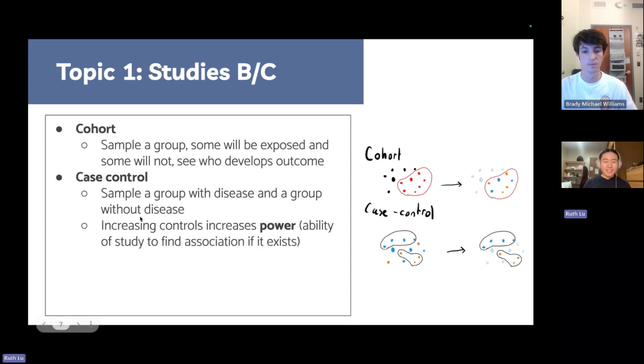And for case controls, here you have a bit of flexibility because you can pick 10 not sick people for every sick person, and this increases the power of your study, which is the ability to find an association if it exists. However, it also comes with the risk of introducing more bias, which is always a risk when you try to do stuff with studies.